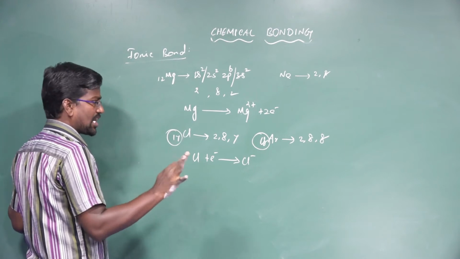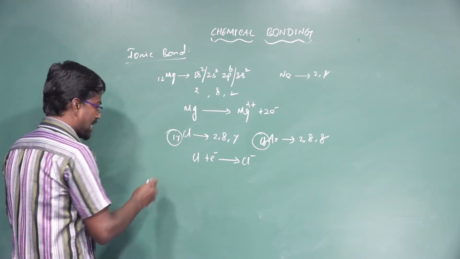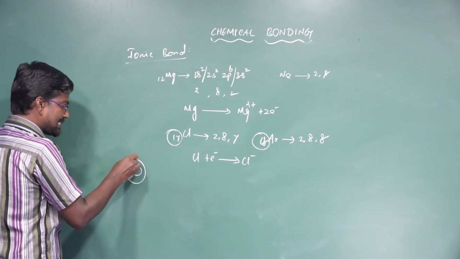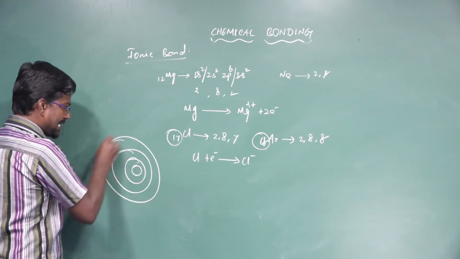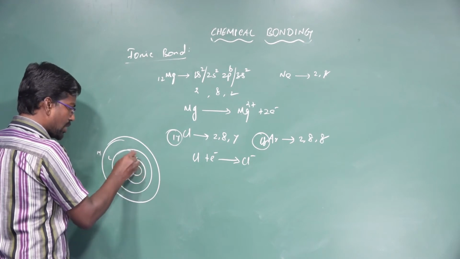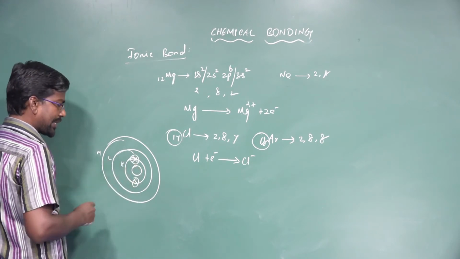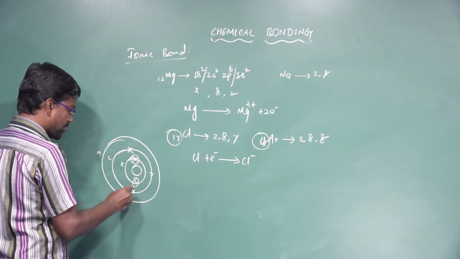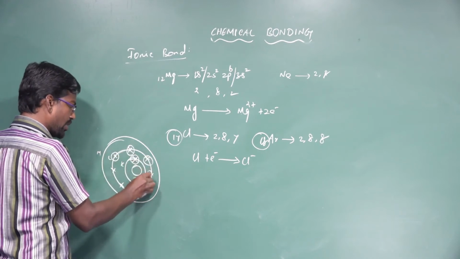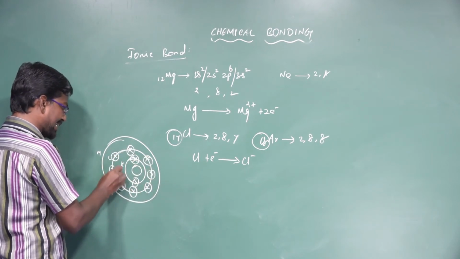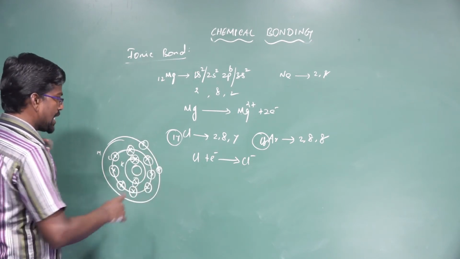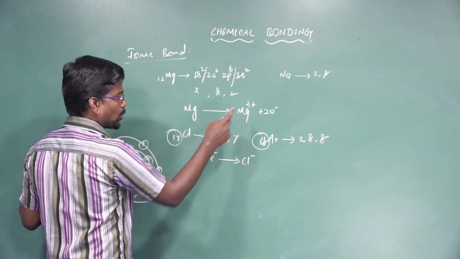So what is the atomic structure of the magnesium metal and the Cl minus ion? First the nucleus, then the first shell, the K shell, surrounded by the second shell, the L shell, then the M shell. The K shell accommodates 2 electrons. The L shell accommodates 8 electrons. Another 2 electrons are in the magnesium metal. These 2 electrons are lost to form the magnesium 2 plus ion.